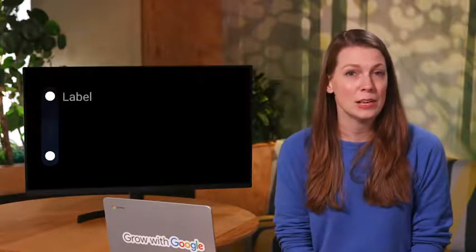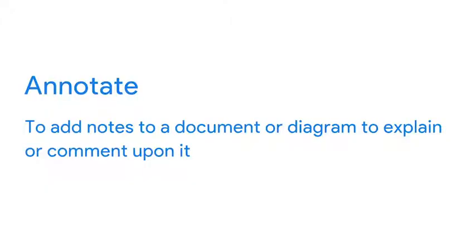Coming up, we'll learn how to customize the look and feel of our plots using the label and annotate functions. In everyday language, to annotate means to add notes to a document or diagram to explain or comment upon it. In ggplot2, adding annotations to your plot can help explain the plot's purpose or highlight important data.